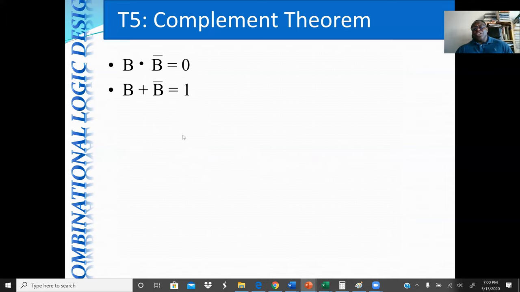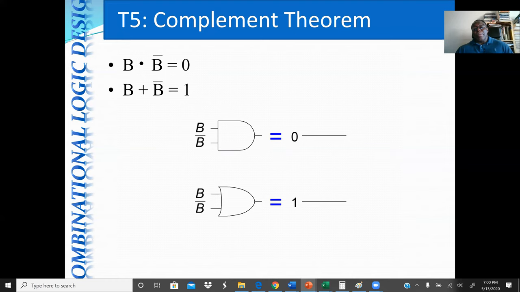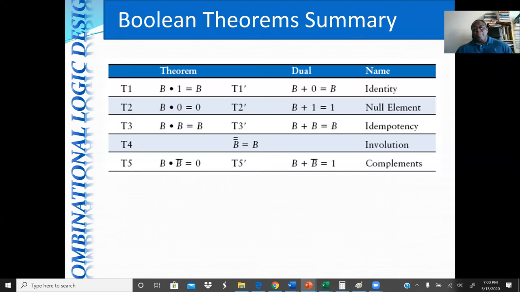And the same thing, B times B invert is 0, because if B is 1, B invert will be 0. If B is 0, B invert will be 1. So B times B invert is always 0. And we said earlier, B plus B invert is always 1. And these are the rules again. B times 1 is B. B times 0 is 0. B times B is B. B times B invert is 0. But B plus B invert is 1. B plus B will be B. B plus 1 will be 1. And B plus 0 will be B.